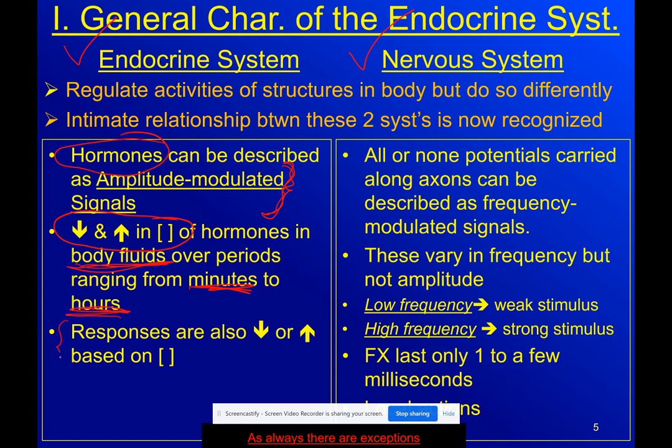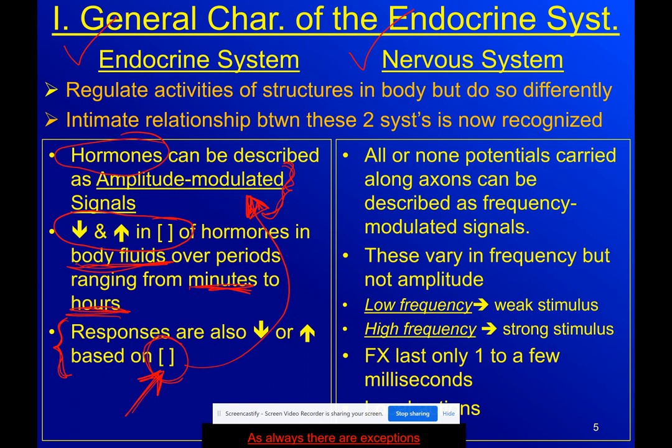Now, something else with the endocrine system. The responses are decreased or increased, like I said, based on concentration. So that amplitude modulated that I'm talking about is how much hormone is present. For people who have insulin-resistant diabetes, they have to take insulin shots. And one of the reasons that they have to take insulin shots is because their body doesn't recognize a regular concentration, okay?